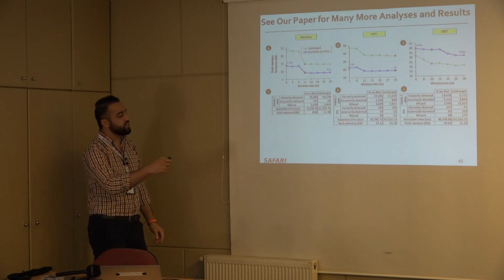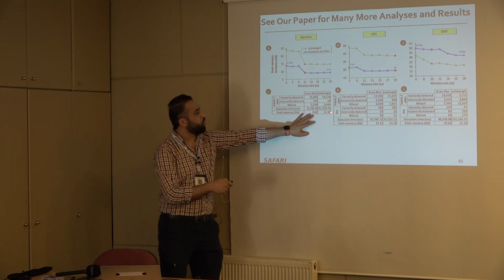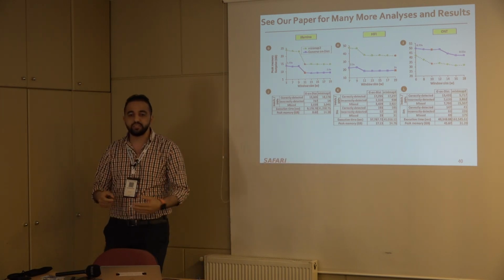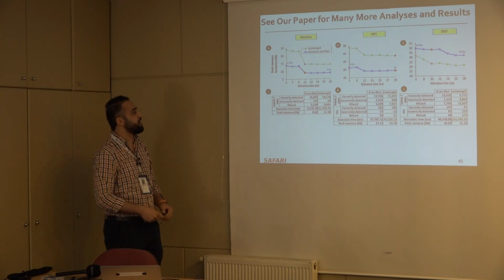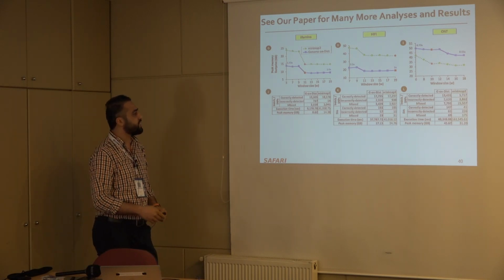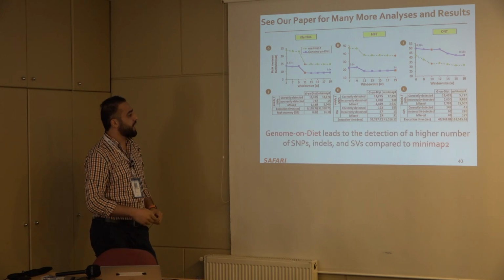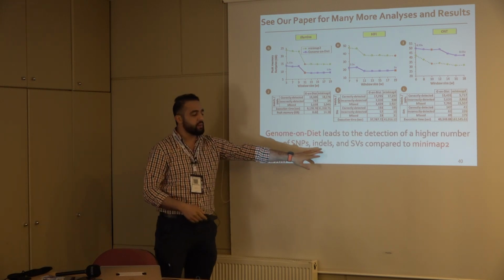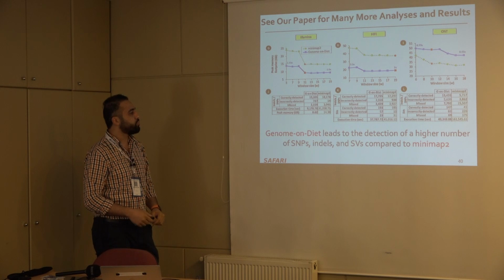And the next important result is what kind of accuracy loss, or if any loss, we have in the structural variation or variation detection. And we actually see benefits in terms of SNPs, indels, and SVs compared to Minimap2.